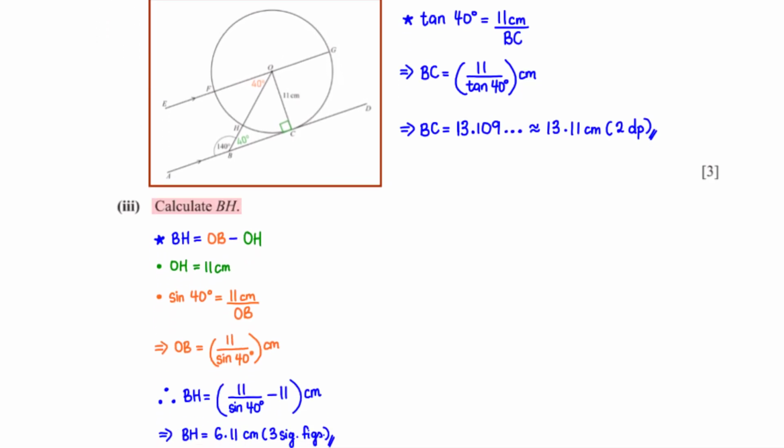Calculate BH. BH equals OB minus OH. OH is the radius of the circle, which is 11 centimeters. We need to find OB.